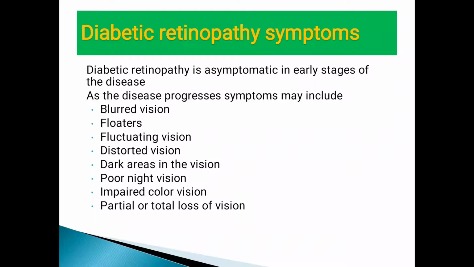So what are the symptoms? The symptoms are blurring of vision, which may be gradual or sudden, then floaters, then fluctuating vision, then distortion of vision, which is called metamorphopsia, and there may be scotomas, and lastly the patient will have partial or total loss of vision.